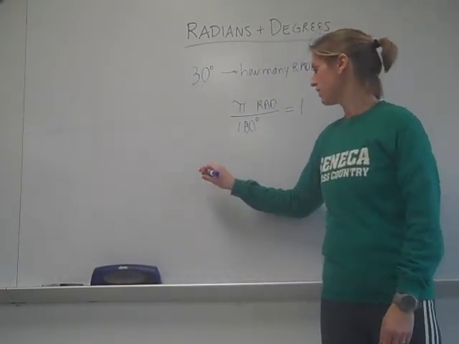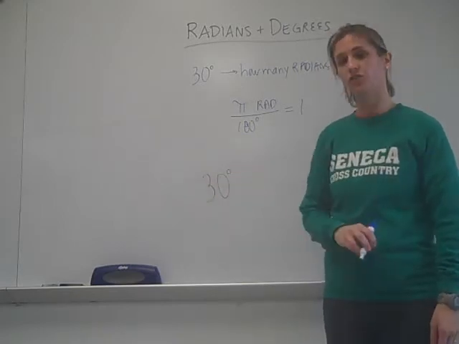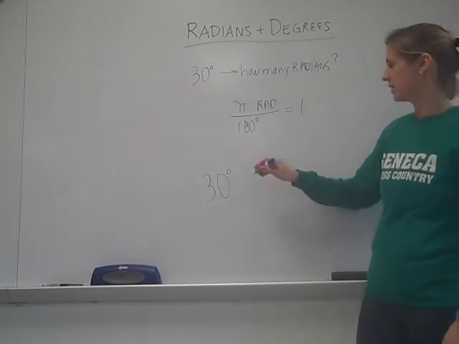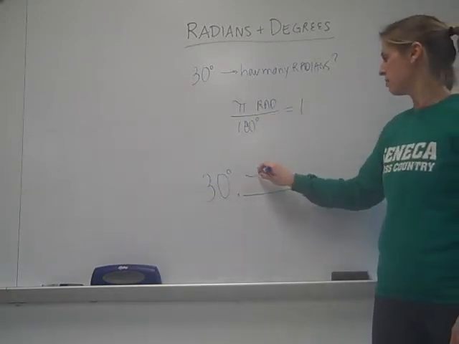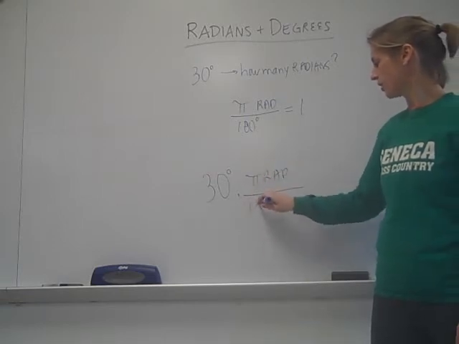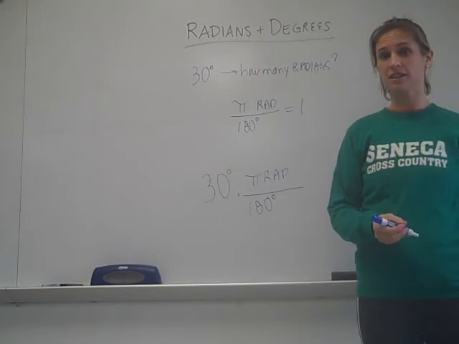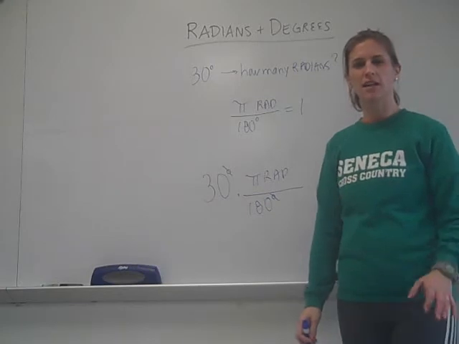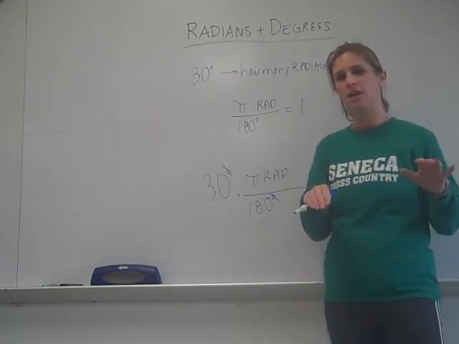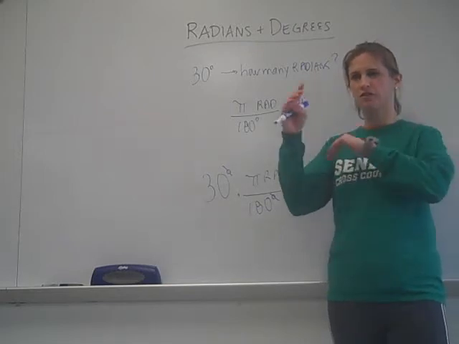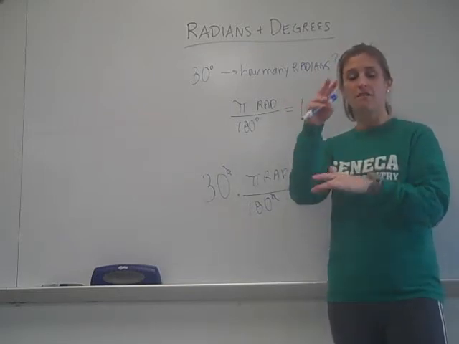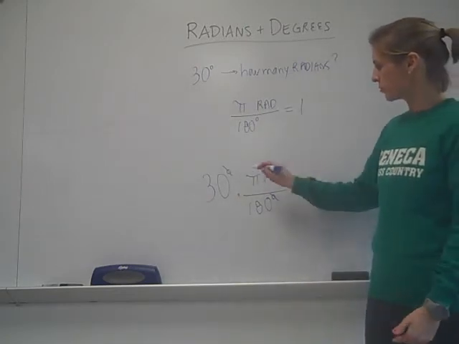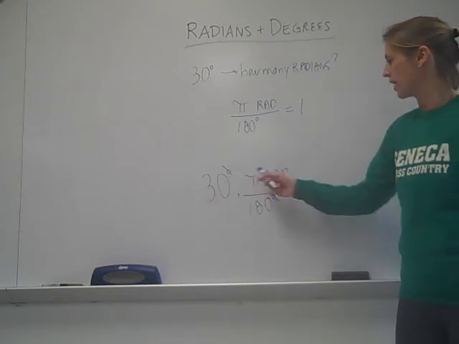So what I'm going to do is, if I want to know how to change 30 degrees into radians, I'm going to multiply it by 1. But instead of using 1, I'm going to multiply it by pi radians over 180 degrees. And the reason for that is because the degrees on top and the degrees on the bottom cancel. It's kind of like in chemistry when you wanted to convert feet per second to meters per second, and you would use your conversion factor between feet and meters, so feet would cancel and be replaced with meters. I'm going to do this in such a way that my degrees cancel.